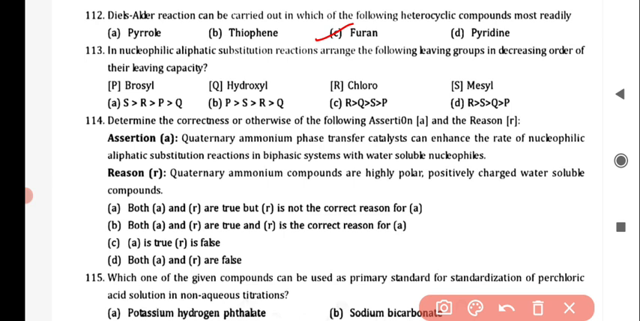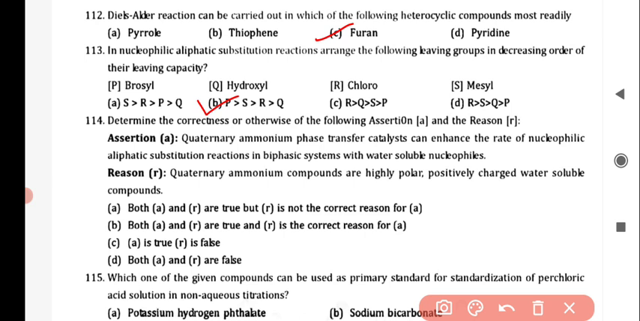And the correct answer is option B, that is P is highest, then S, then R, and Q is lowest. Next question is, determine the correctness or otherwise of the following assertion and the reason are.